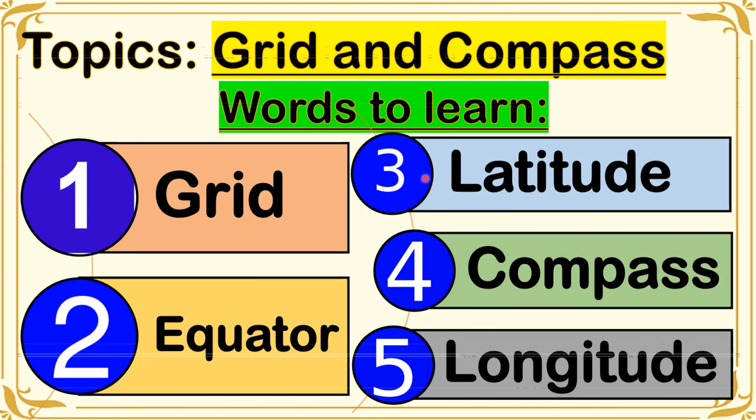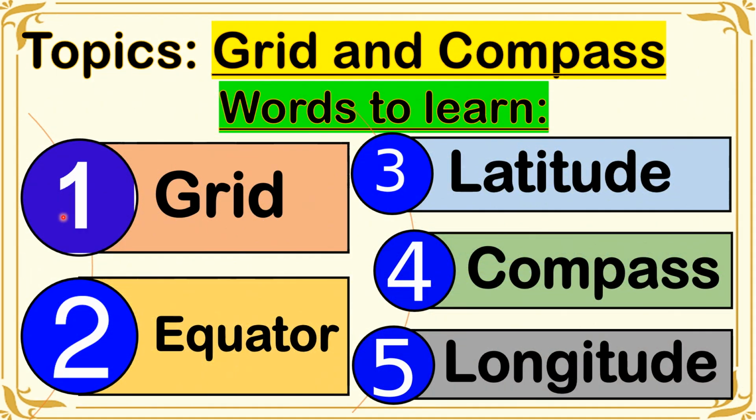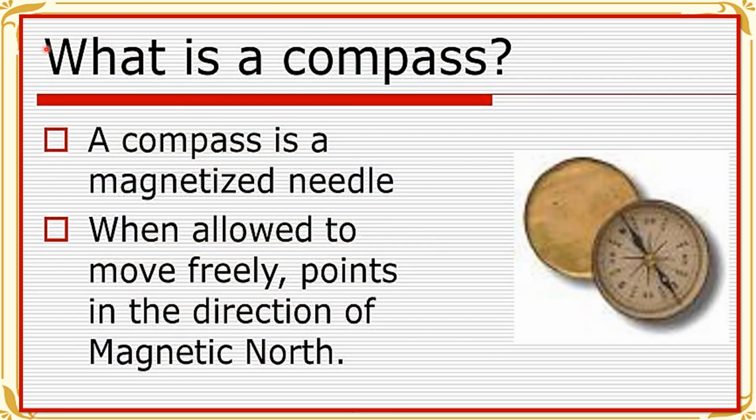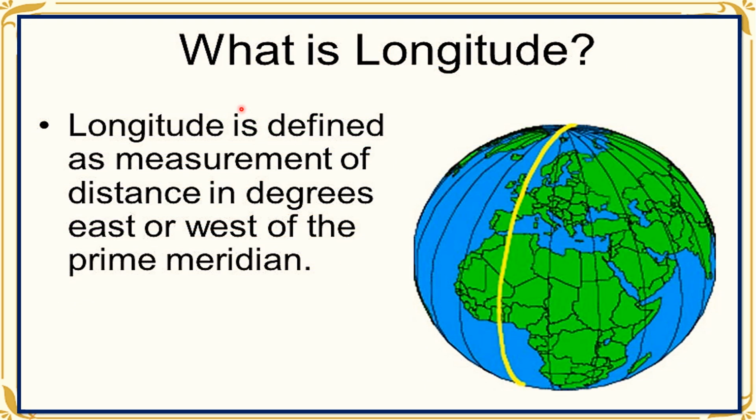The third word is latitude. What is latitude? Latitude is defined as a measurement of distance in degrees north and south of the equator. Next is compass. What is a compass? A compass is a magnetized needle. When allowed to move freely, it points in the direction of magnetic north. And the last word that we have is longitude. What is longitude? Longitude is defined as measurement of distance in degrees east or west of the prime meridian.